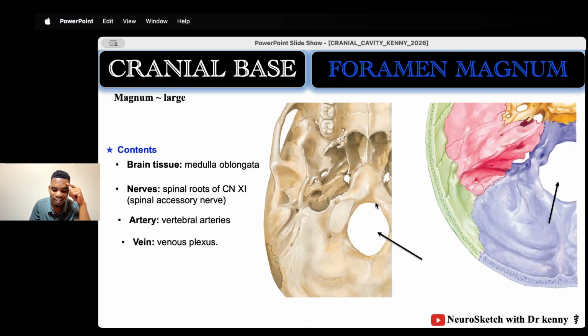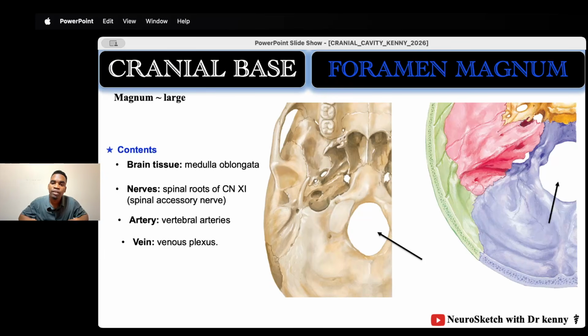So this foramen is large, as you can see, maybe the largest foramen in the cranial cavity. This one, foramen magnum. Now the foramen magnum transmits brain tissue, which is the medulla oblongata. Remember, the medulla oblongata is in continuation with the spinal cord. Now, if you are coming from the cranial cavity, once you hit the lower margin of the foramen magnum, we change the name from medulla oblongata to spinal cord because they are in continuation with one another.